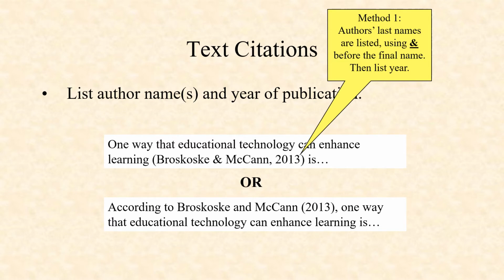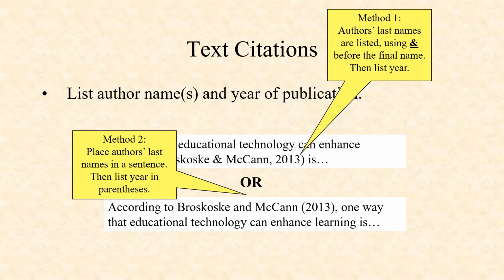A second way to do that is to write about them in a sentence as if you know them. You could say, according to Broskowski and McCann, so now I'm just writing as I normally would. Still, you're going to put a parenthesis and put the year of publication for the same reason, so that the reader of the paper can go back to the reference page and locate that exact article. And that's it. That's as easy as it is.